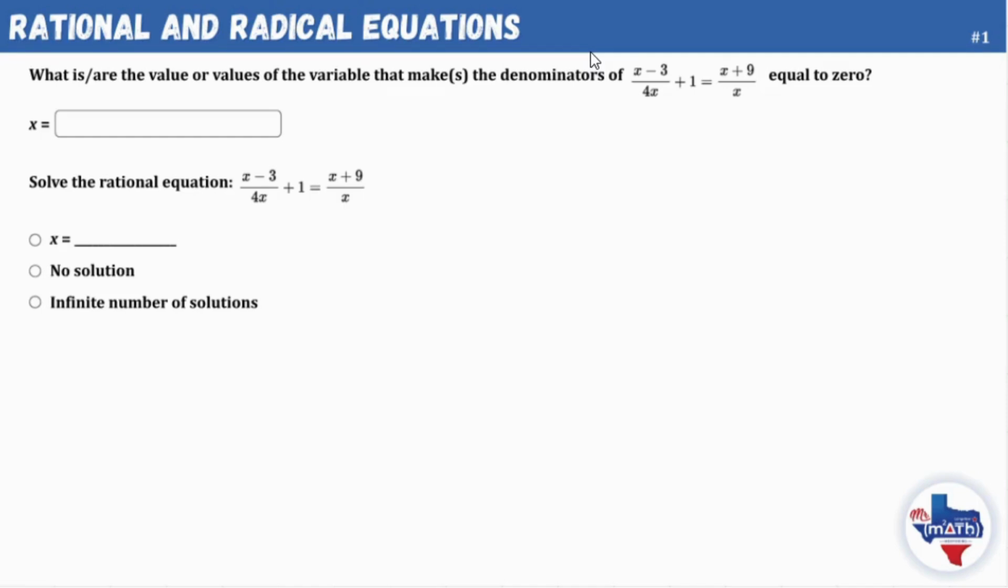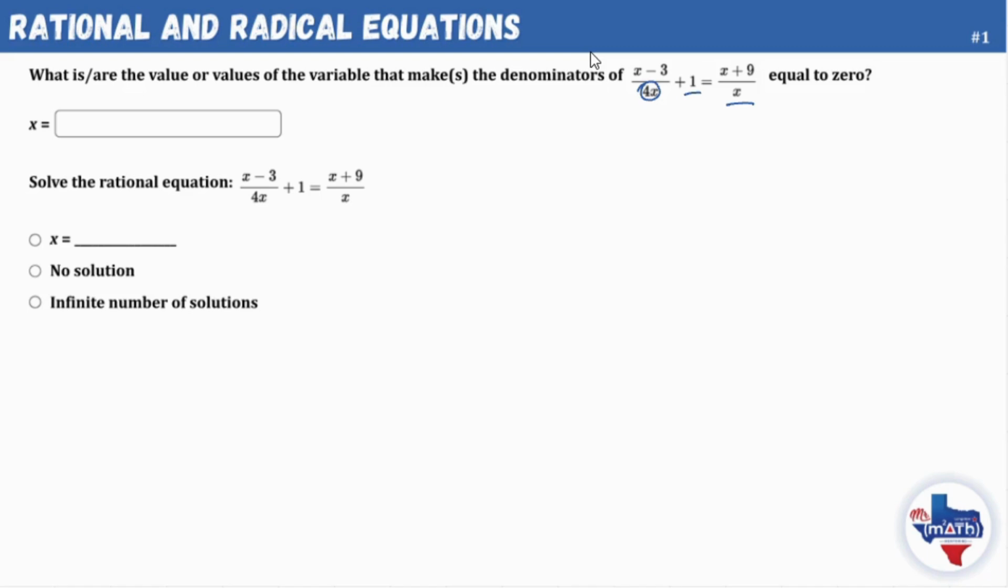Today we're talking about rational and radical equations. Okay, so we have this equation here that says (x minus 3) over 4x plus 1 equals (x plus 9) over x. Okay, the first step, what we're going to do is we're going to multiply every term of the equation times 4x. Okay, we're going to multiply every term times that.